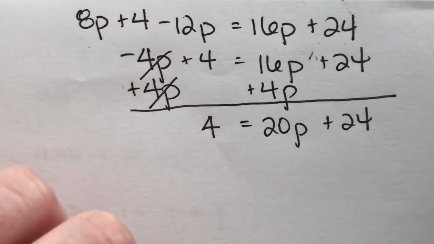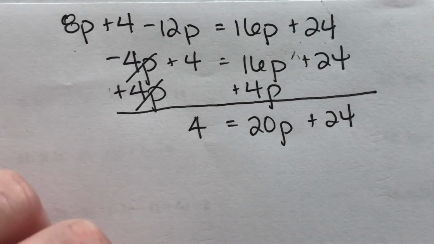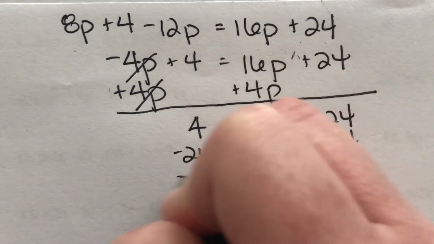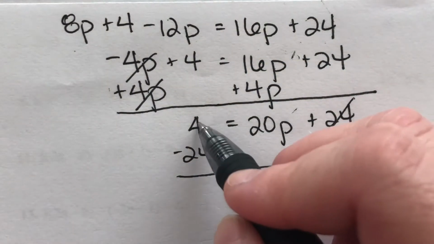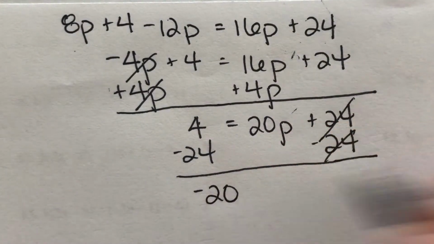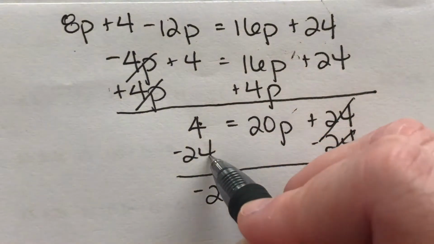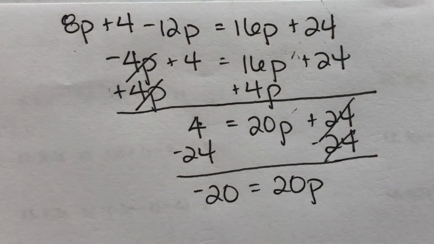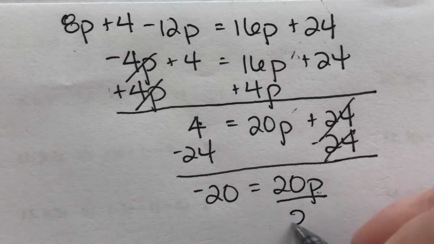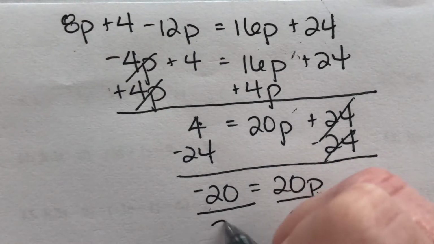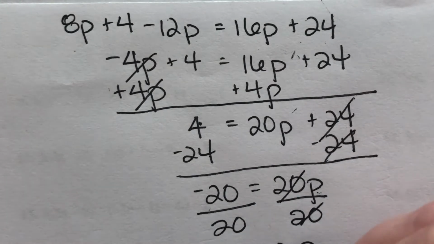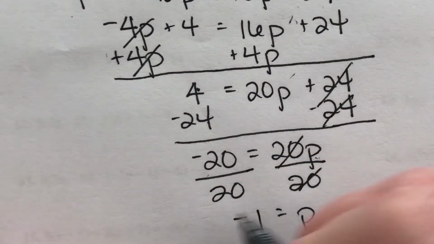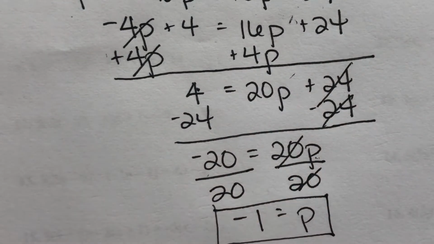Okay, then I want to still get p by itself. Scoot this over. So I need to get rid of this plus 24. So I subtract 24 from both sides. 4 minus 24 is negative 20. If you're 4 feet above ground and then you drop 24 feet, now you're 20 feet below ground. And lastly, to get p by itself, I need to get rid of that 20. So I divide by 20, divide by 20. And negative 20 divided by positive 20 is negative 1. So p equals negative 1.